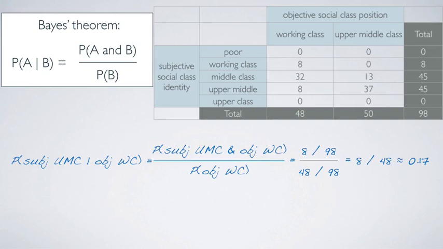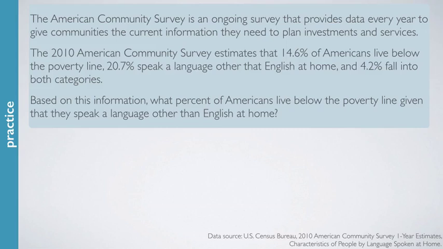But if we didn't have the counts neatly organized in a table, using Bayes' theorem to calculate a conditional probability would be much more intuitive. So next, let's give such an example. The American Community Survey is an ongoing survey that provides data every year to give communities the current information they need to plan investments and services.